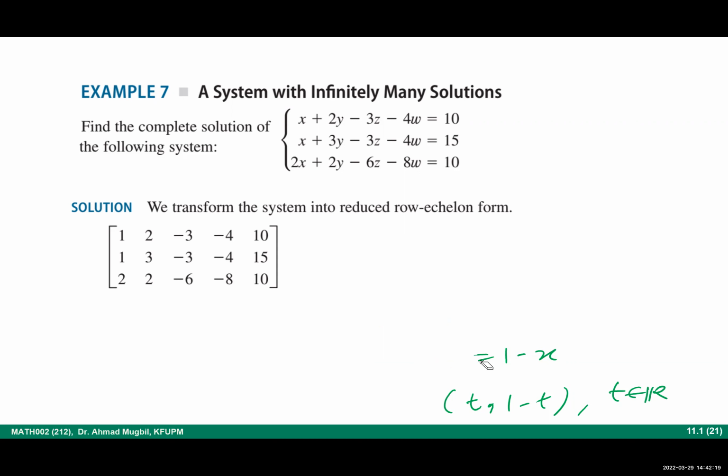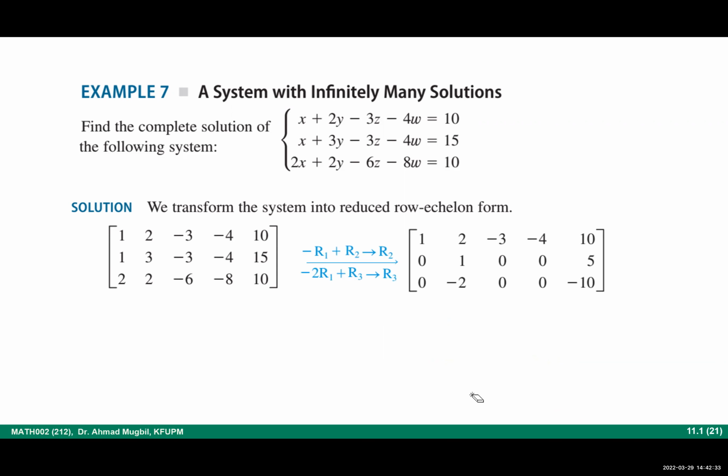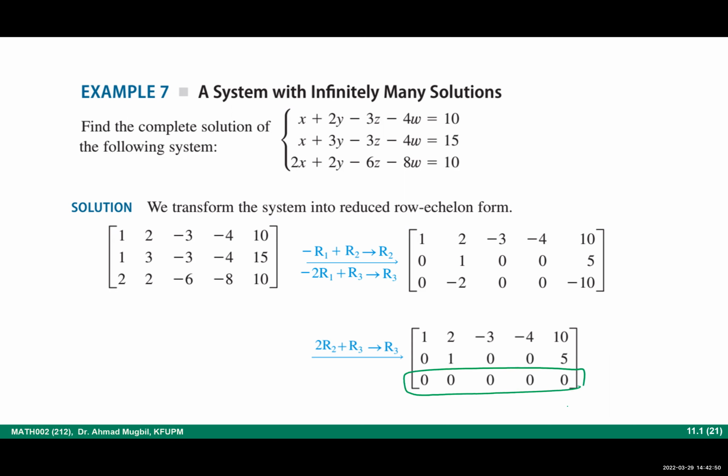What you will do next, you need to find the form. In fact, we know that there are infinitely many solutions, but what is the form of these infinitely many solutions? What to do? Negative row 1: negative R1 plus R2, negative 2R1 plus R3, then 2R2 plus R3. Look what we have at the end. So infinitely many solutions. Now the question is, what is the form of these infinitely many solutions?